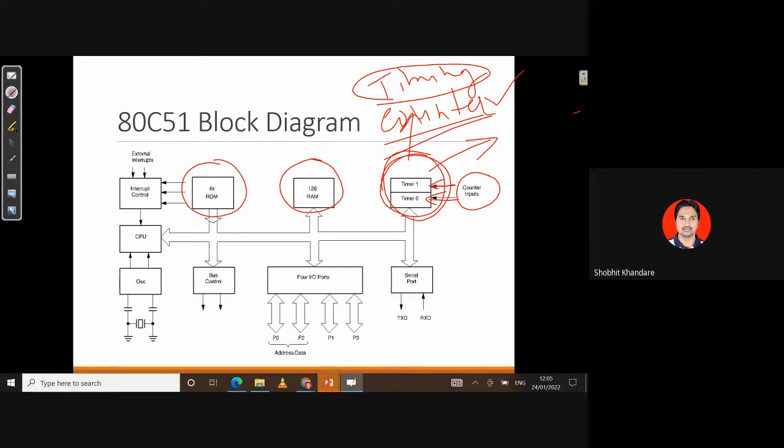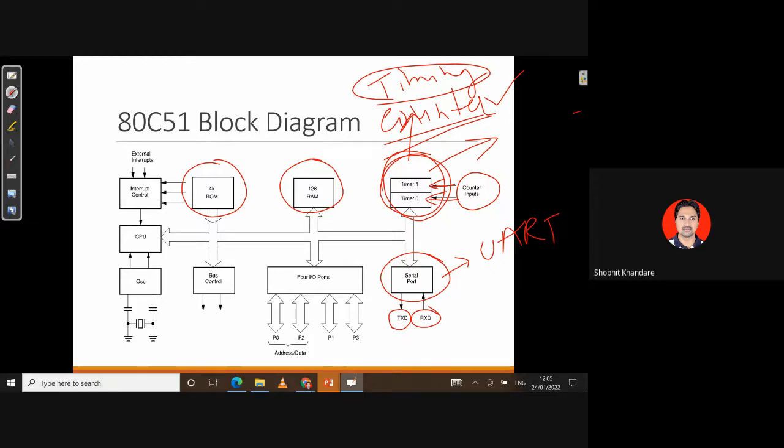नेक्स्ट ब्लॉक, सीरियल पोर्ट. सीरियल पोर्ट, this is also called as UART, यूनिवर्सल asynchronous रिसीवर एंड ट्रांसमीटर. Universal asynchronous receiver and transmitter. Now your 8051 will be able to transmit the data serially as well as receive the data serially. So when you transmit the data serially, it will be transferred through TXD, transmit data. And when it is receiving the data serially, it is called as RxD, received data.